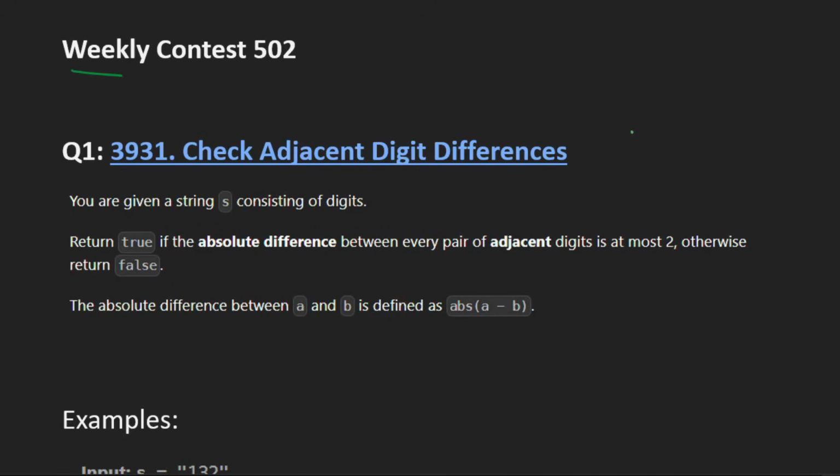So in this video we will be discussing all the four questions of weekly contest 502. So let's start with question 1, which is LeetCode 3931, that is check adjacent digit difference.